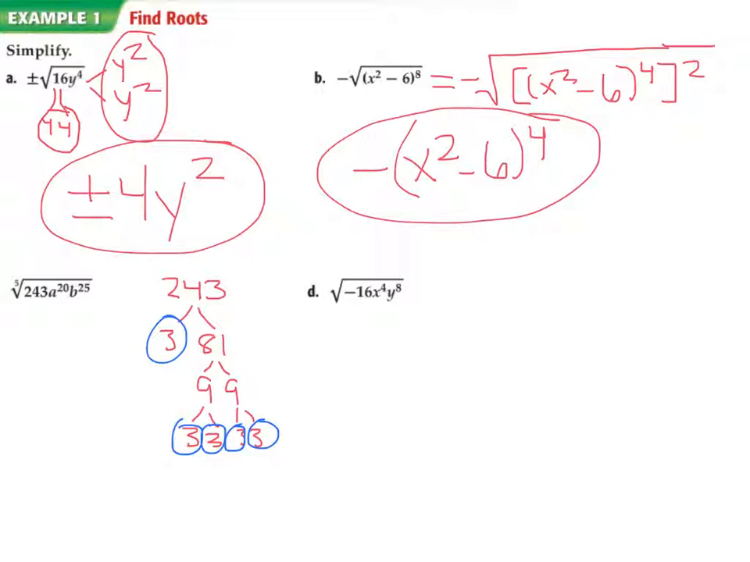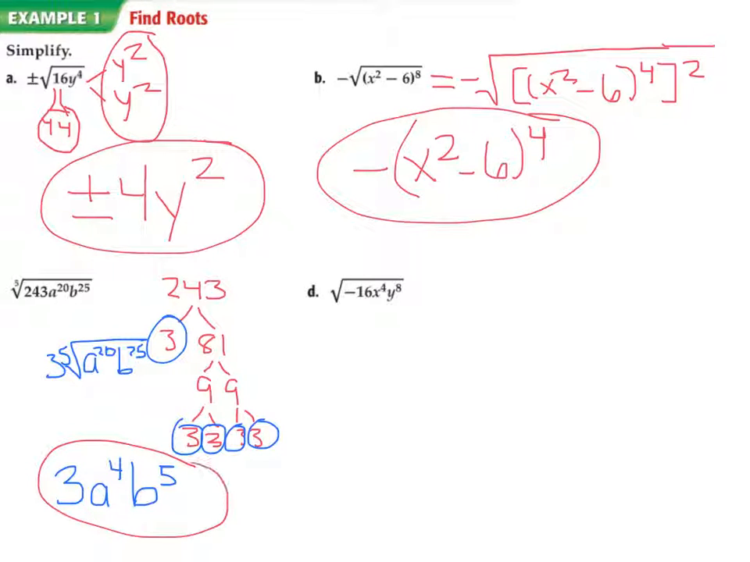So I'm going to go ahead and do that. So I'm going to have 3 5th root of a to the 20th, b to the 25th. But now I also want to see if I can take any a's out and take any b's out. And since I have 20 a's, I know that I can take out a to the 4th, because 5 times 4 would give me 20. And then with b to the 25th, I know that I would have 5 groups of 5, because 25 divided by 5 is 5. So I'm going to take out b to the 5th, so that my final answer is 3, a to the 4th, b to the 5th.